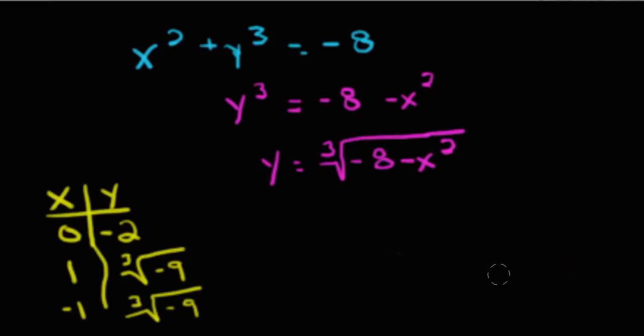And that one-to-one relationship is what defines a function. For one value of x, you have one possible value of y. If you have that one-to-one relationship, that's a function.